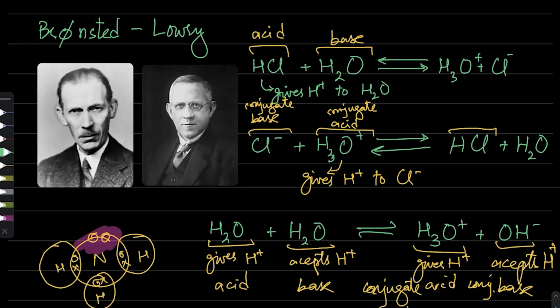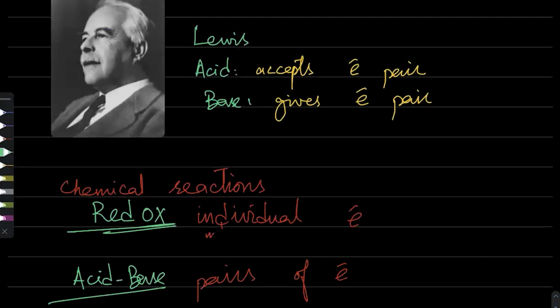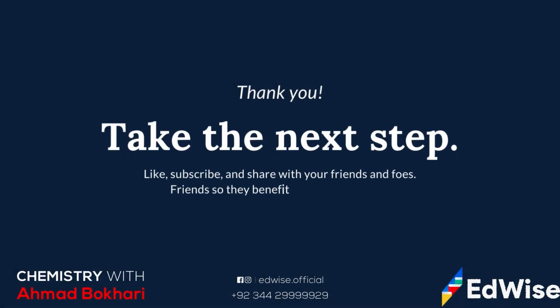And then comes along Lewis and he says that actually, we are going back to electrons, because it is pairs of electrons which are being given by the base and accepted by the acid. And that is the most complete theory in our syllabus. Of course, an even more complete one is the one by Usanovich, which just talks about negative and positive ions. I love that theory, by the way.